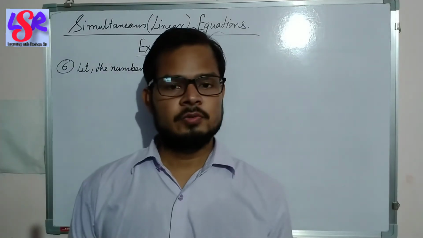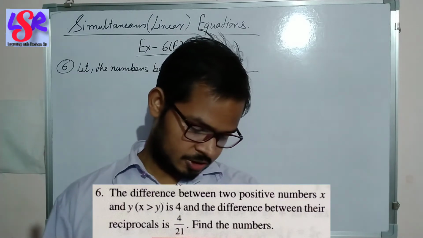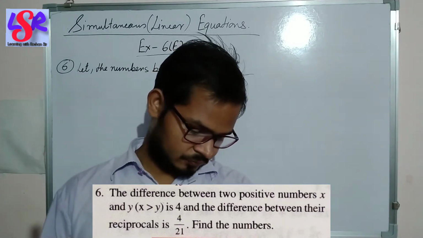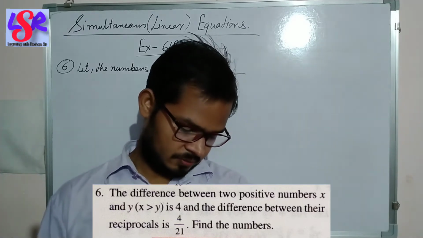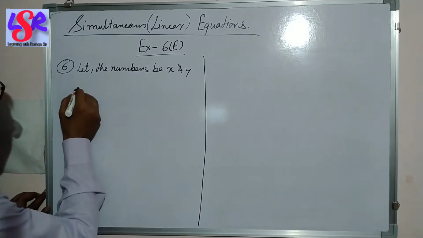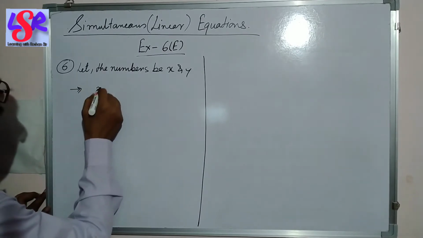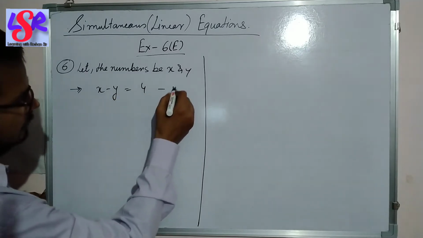Now let's go with question number 6. And here we are having the difference between the two positive numbers x and y is 4. And the difference of their reciprocals is 4 by 21. Find the numbers. Let the numbers be x and y. So the first equation, as the difference is 4, we can write this one as x minus y equals to 4. And here we get the first equation.